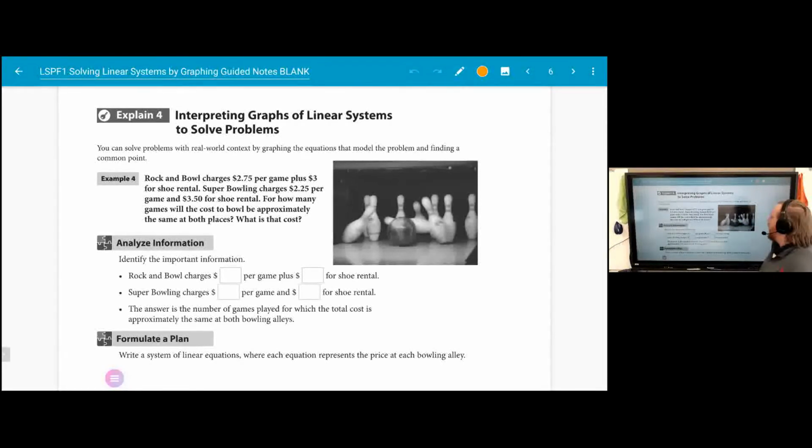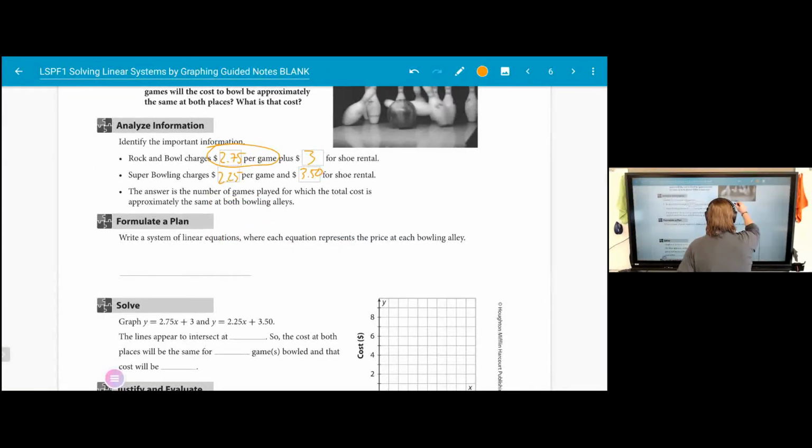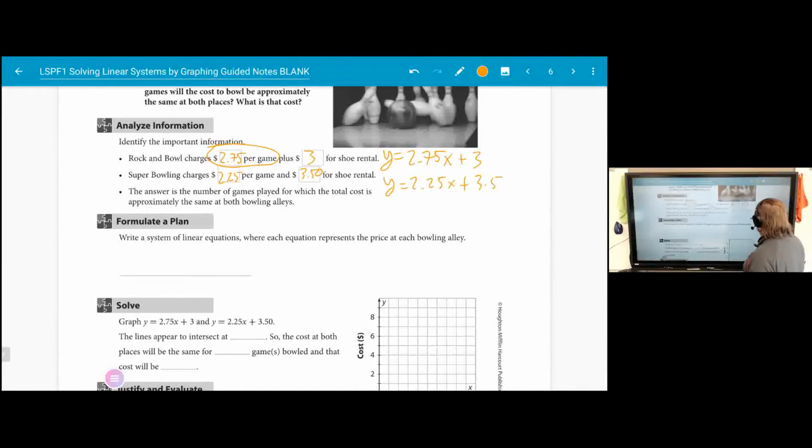So for Rock and Bowl, we get $2.75 per game. Oh, there's that per word again. And then $3 for shoe rental. This is like y equals... per game, $2.75 per game. There's our slope, right? The other one is $2.25, and then $3.50 for shoe rental. We're going to create two equations here. Our first one is y equals 2.75x plus 3. Our second one is y equals 2.25x plus 3.5. x is games, y is cost. This is our system of linear equations.